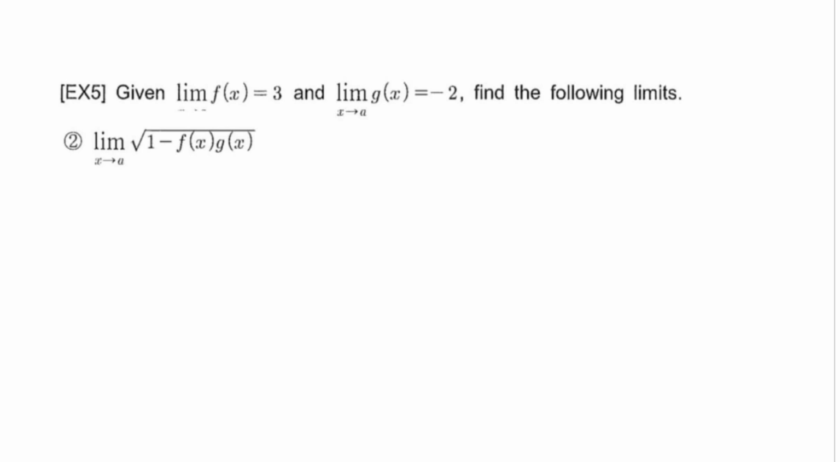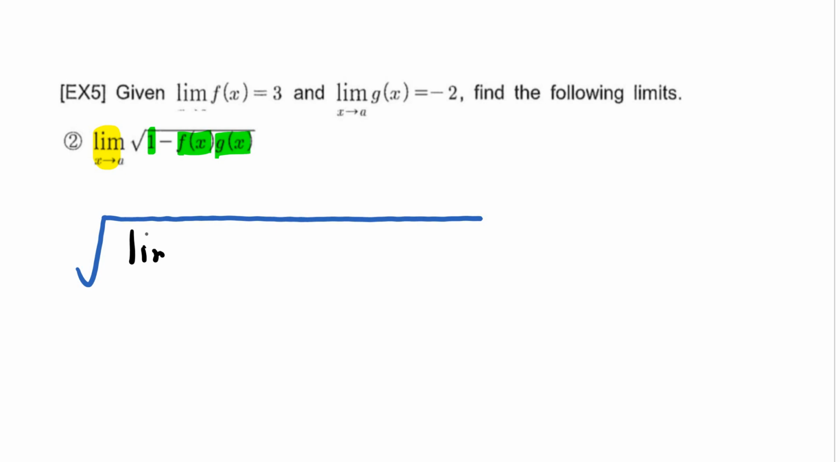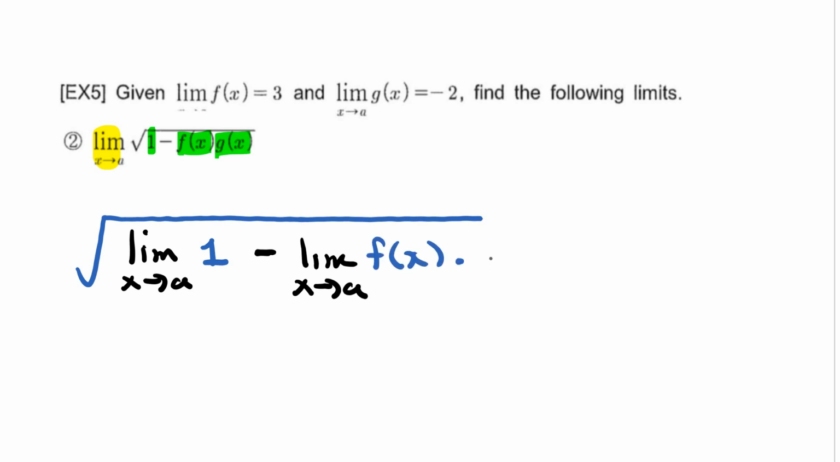If I have a question like this, I guess we have a square root. So whenever we're given a square root, the square root sign kind of takes over everything, and then this limit sign right here will get distributed inside the square root. So we have the limit as x approaches a, and then we have a constant here of 1, and then minus the limit as x approaches a of f of x times the limit as x approaches a of g of x.